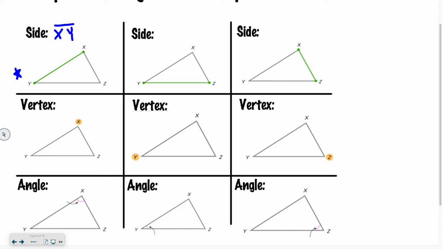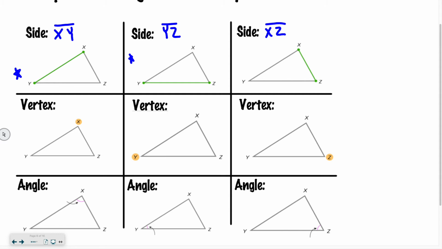Okay, so then the top middle here, I see I have Y and Z, and I put a segment mark over it. And then my next one, I see I have X and Z, and I put the bar over it. So I have segment XZ, segment YZ, and segment XY. Okay, so that's how you name sides of triangles.